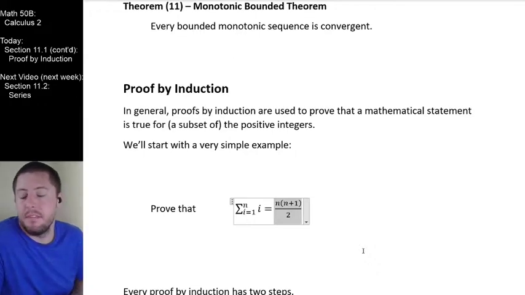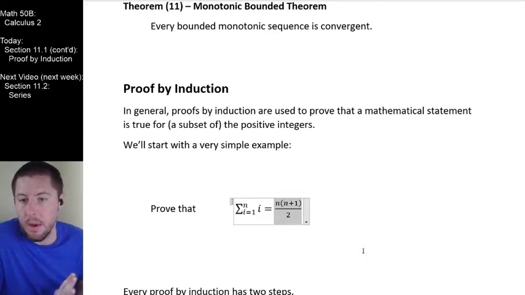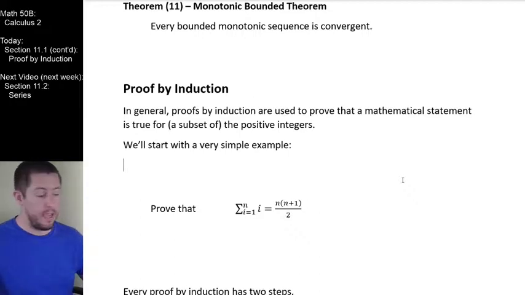So this is like me asking you, hey, what's the sum of the first 100 positive integers? The claim is that the answer is going to be 100 times 101 divided by 2. That's the claim that we're making. What we want to do is prove that this is, in general, a true statement.